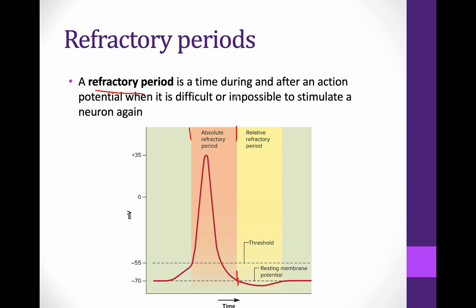The relative refractory period means that it's just harder to start an action potential, and this is because we're below that 70 millivolts. And so it would need more stimulus to start an action potential here. Once we get back to resting membrane potential, then the relative refractory period would be over and the cell is ready to be excited again.